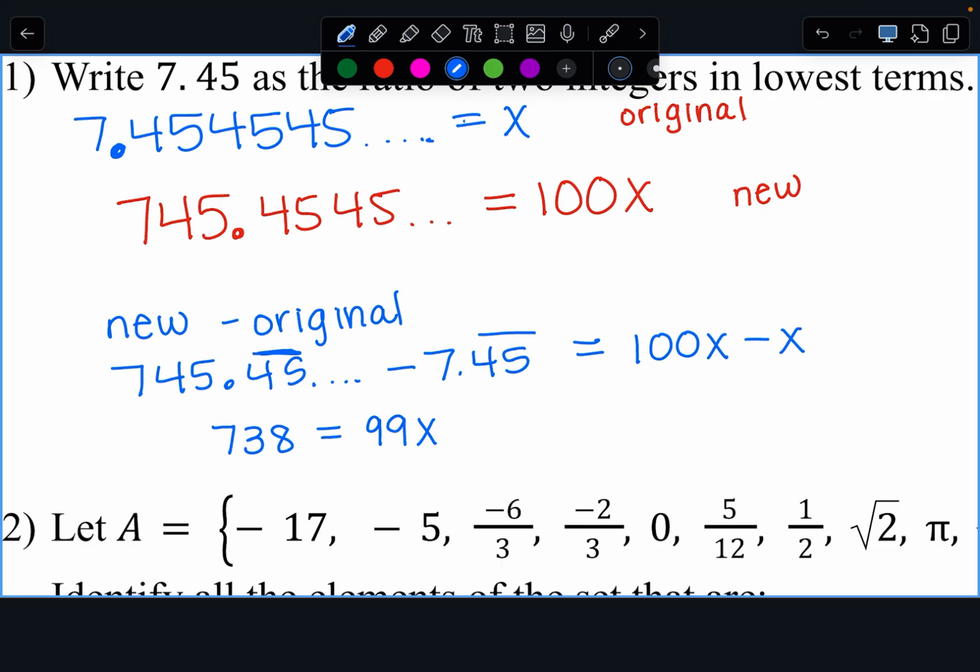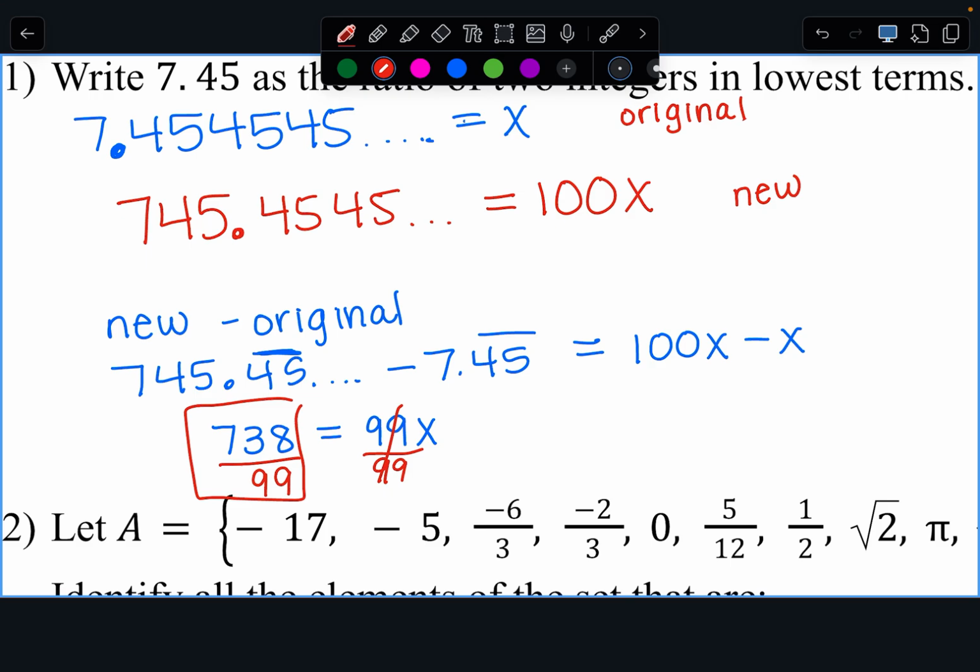Now how do I go about solving something like that to get x by itself? What do I have to get rid of? The 99. And right now it's being multiplied, so we've got to divide by 99. Hey, look, now I have my fraction that's equal to x.